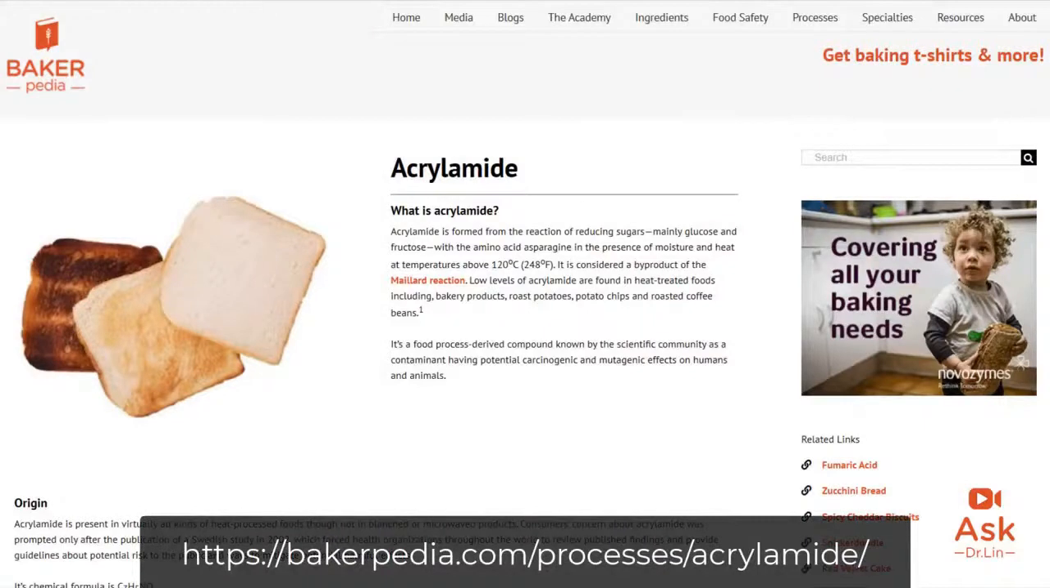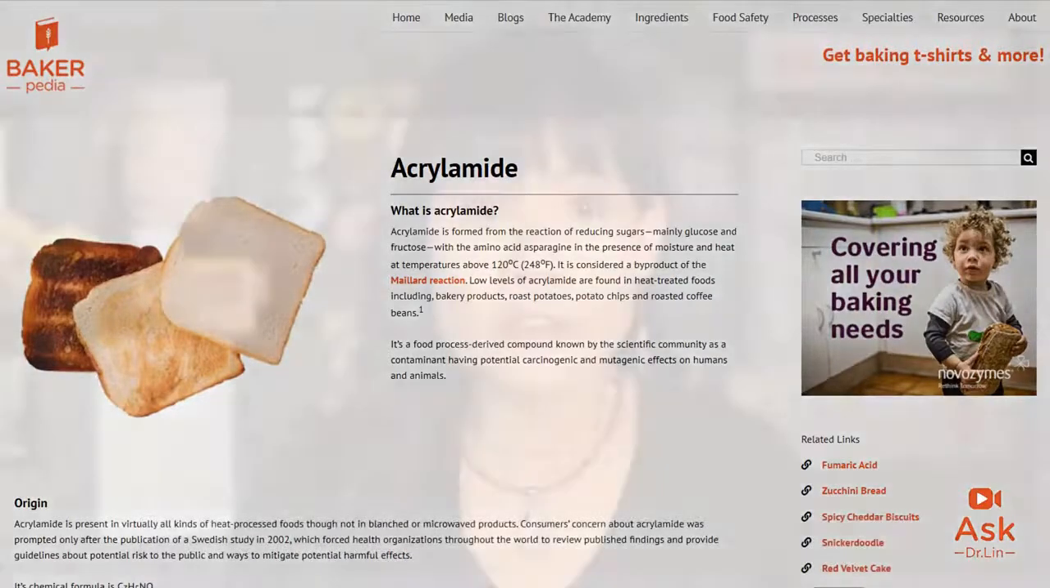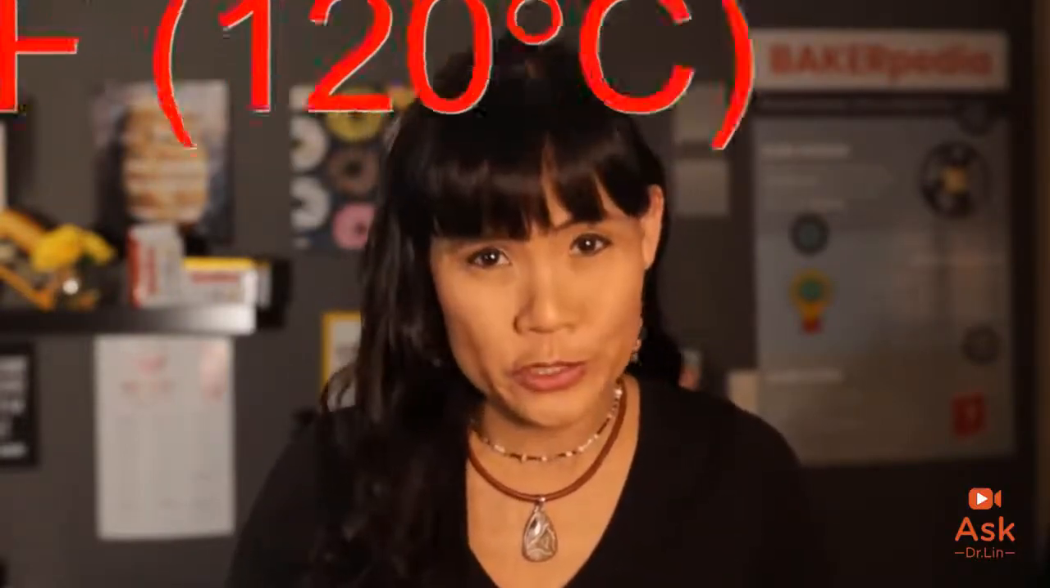So, in 2002, Swedish researchers discovered that significant levels of acrylamide, a potential carcinogen, can be found in heated starch-based foods. Acrylamide forms naturally in food due to the Maillard reaction at about 248 degrees Fahrenheit with low moisture. This happens in many baked, fried, roasted or extruded products and results in the formation of acrylamide, which the amino acid asparagine reacts with reducing sugar.